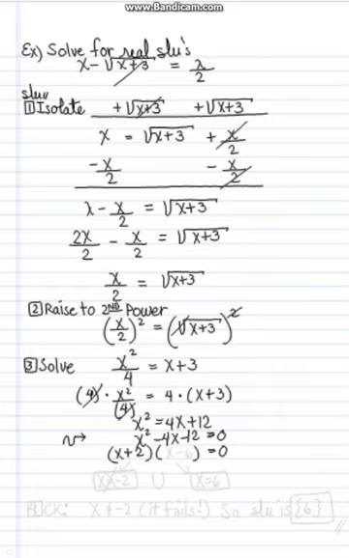Factor the non-zero side. We're doing factor by guessing, x plus 2 times x minus 6. Set each of those factors equal to 0 since their product equals 0. We get x equals negative 2, union that answer together with x equals 6.